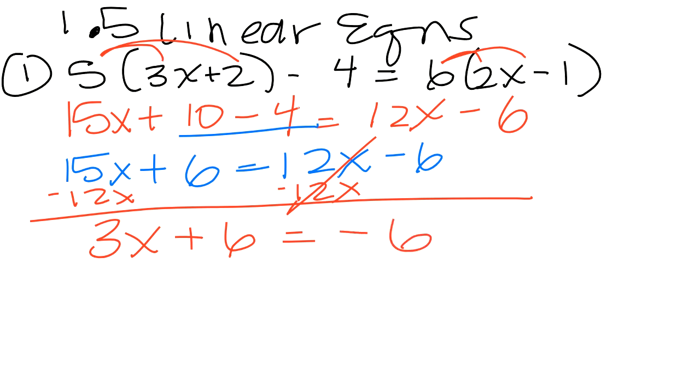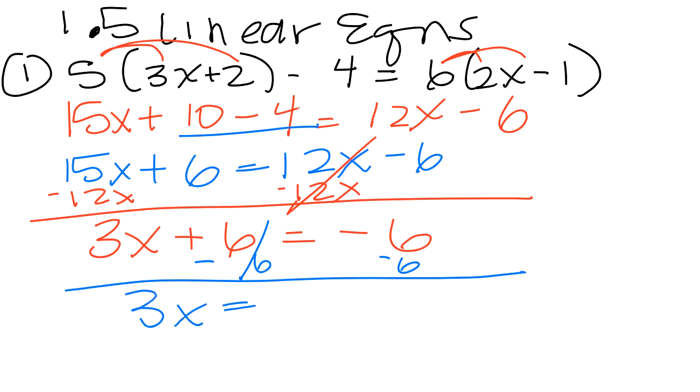From here, this is what I call a two-step equation, meaning there are two numbers on the same side as the x, and we're going to move them both over. So I'm going to start with minus 6 and combining, which is going to give me 3x equals negative 12. And then to get the x by itself, we divide both sides by 3. Divide 3, divide 3, we get x equals negative 4. So there you go.